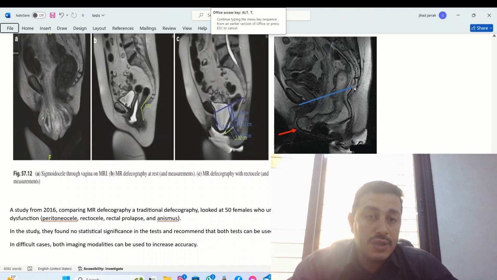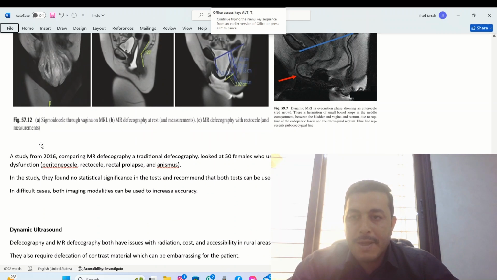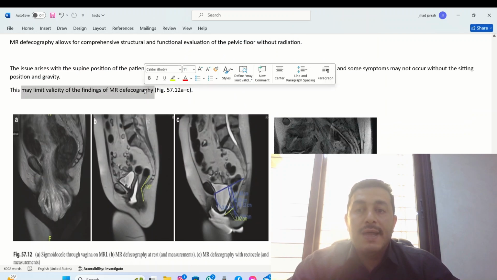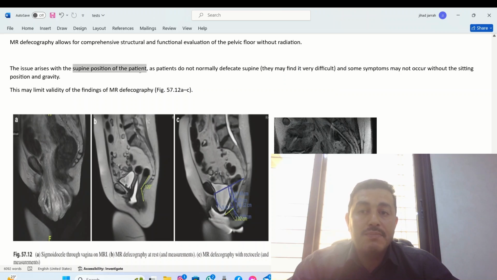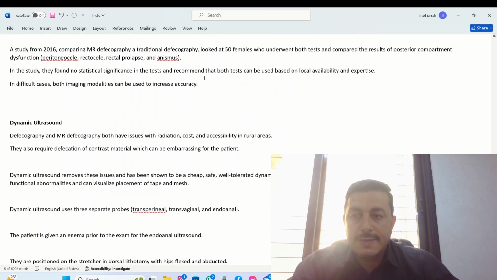This is what we talked about, the pubococcygeal line below it, and in the pouch of Douglas between the rectum and the vagina we have protrusion of the small bowel. This is what I want to say about the limited validity of the imaging, because of the supine position of the patient, which is not the normal position to defecate.